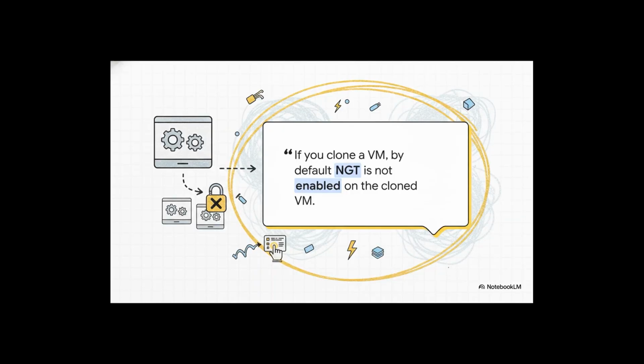And here is a golden rule derived straight from the Nutanix documentation. If you clone a VM, by default, NGT is not enabled on the cloned VM. The cluster does this on purpose. Since a clone gets a brand new UUID, if the Nutanix guest agent woke up immediately, it would cause instant identity clashes with the source VM. Because of this, you have to manually enable NGT from the UI. If the clone is powered off, you just enable it and then power it on. But if it's already powered on, you have to enable it in the UI and then manually restart the Nutanix Guest Agent service inside the Guest OS.